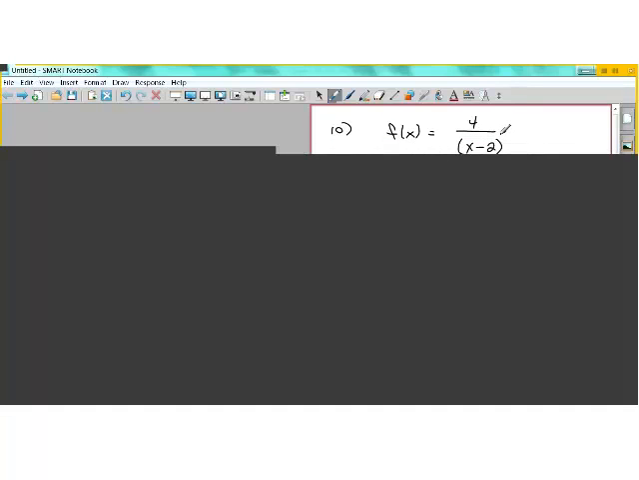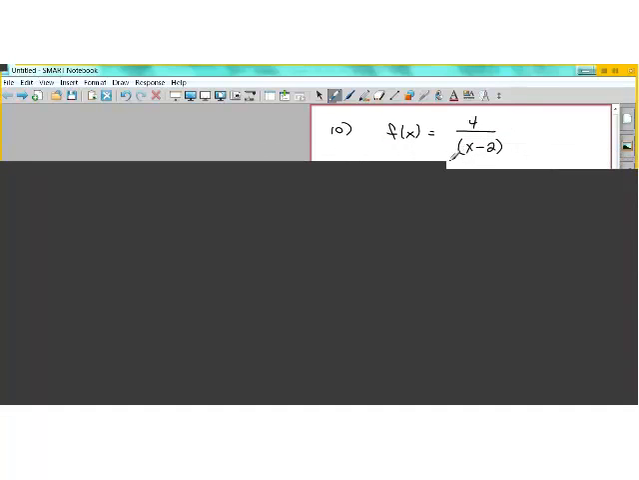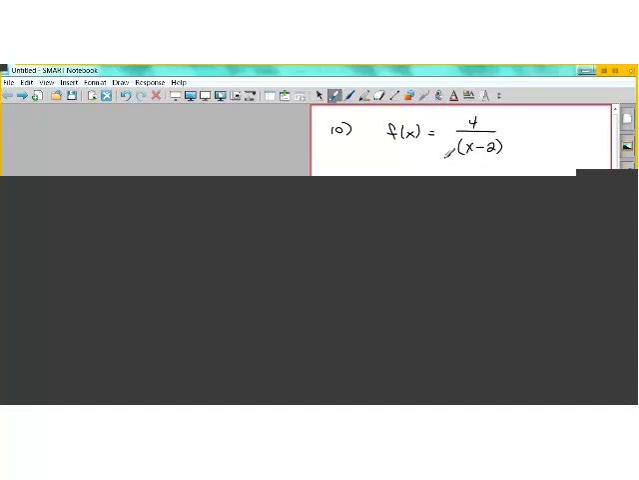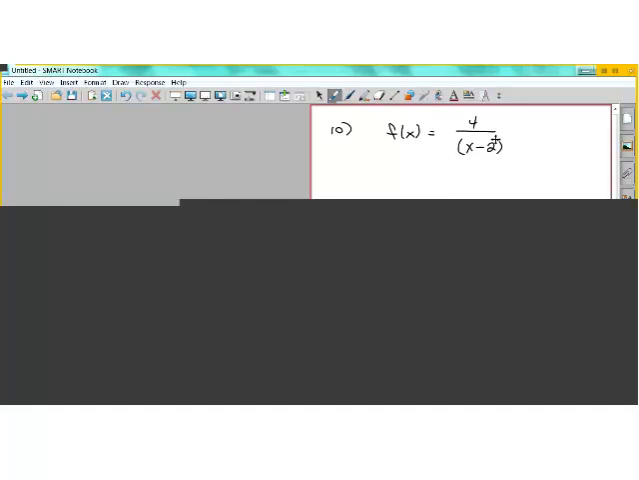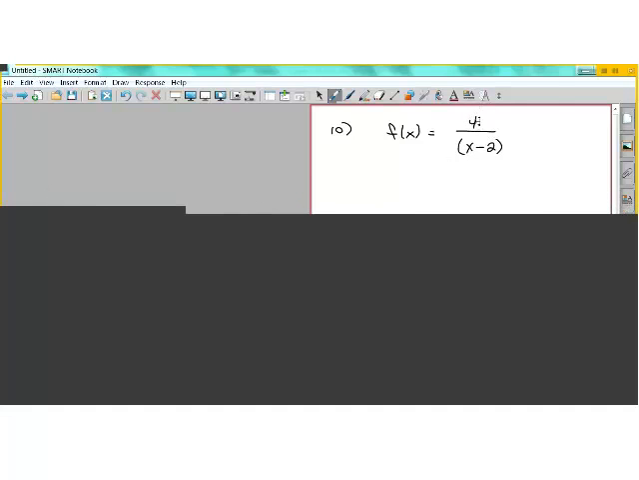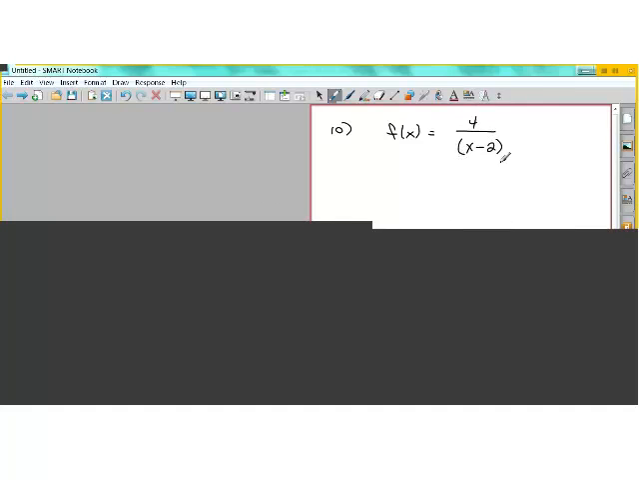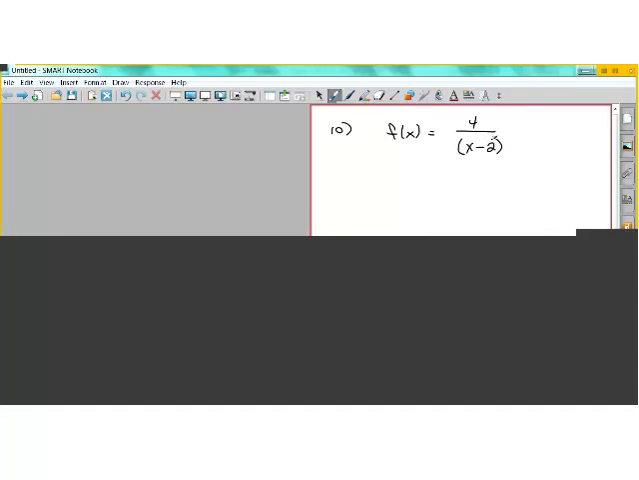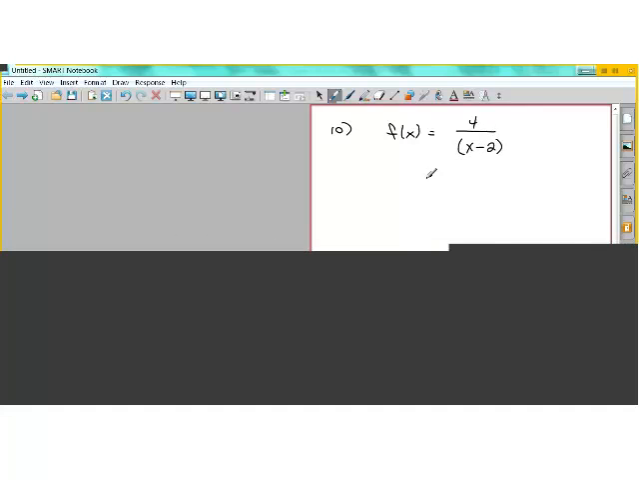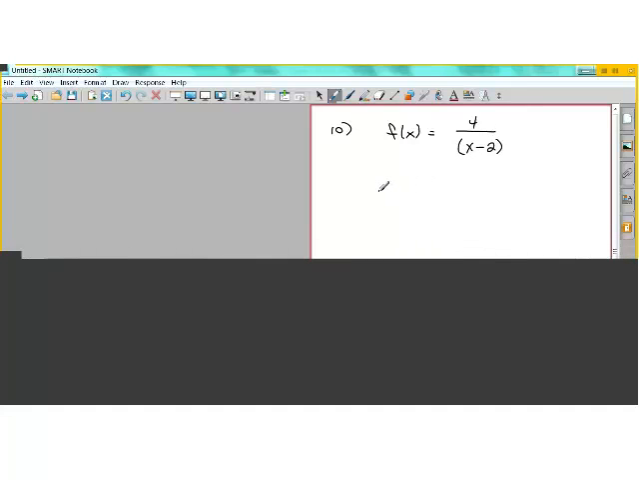Okay, problem number 10. So the function we're looking at is f of x equals 4 divided by x minus 2 quantity cubed. So the question is, find the vertical asymptote. Well, that's all we're doing. So this is pretty easy. The numerator is always positive because it's a number, positive 4. And so the vertical asymptotes occur when this goes to 0.